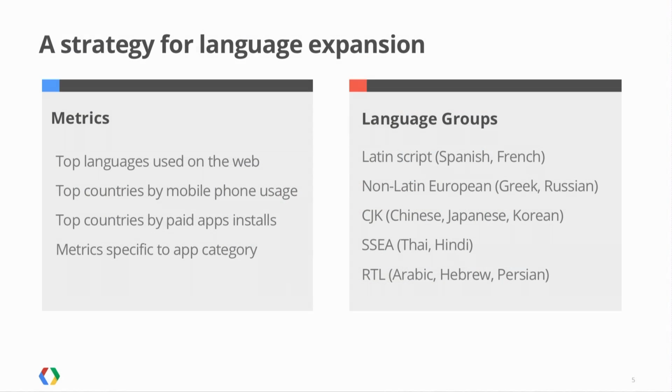First, you'll have to think about a strategy for language expansion. Which languages do you want to target first? There's a few ways you could do this. One is by metrics. You can look at metrics such as the top languages that are being used on the web today, or maybe metrics specific to the category your app is in, to figure out which languages make sense to expand into first. Another way is by language groups. Some language groups are easier to localize into than others. So if your app is in English, it might be a good idea to start off with other languages in Latin script, such as Spanish, French, or German.